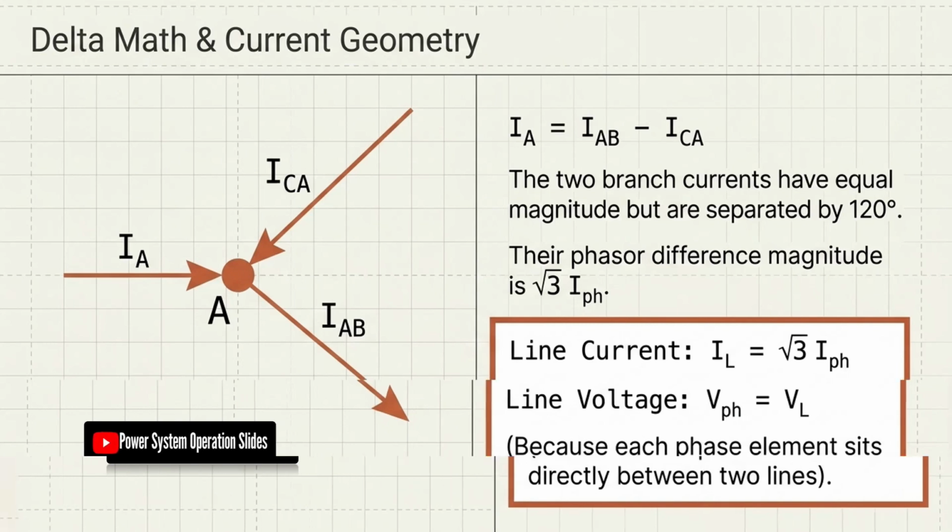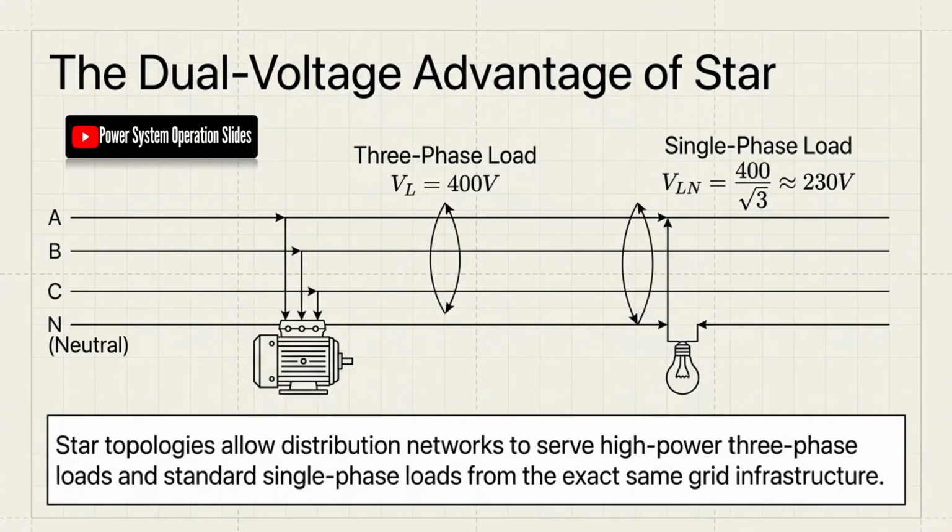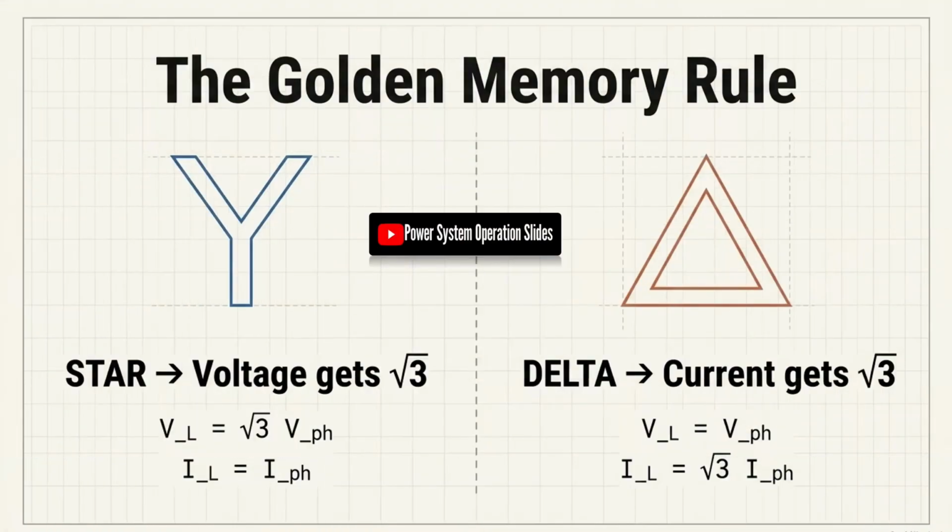Grounding behavior represents another important difference between star and delta systems. A conventional delta system does not have an inherent neutral point, so grounding must be provided through an appropriate system arrangement when grounding is required.